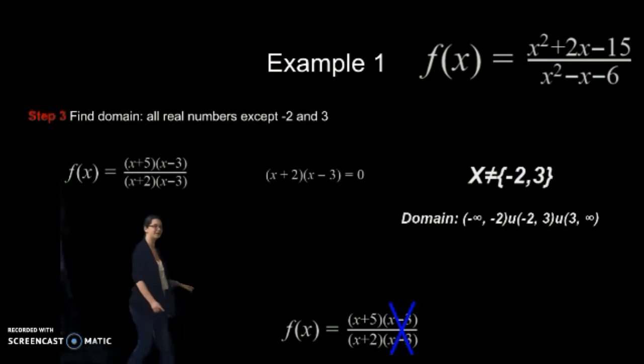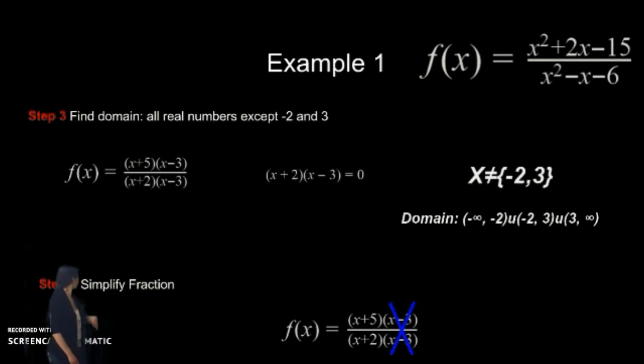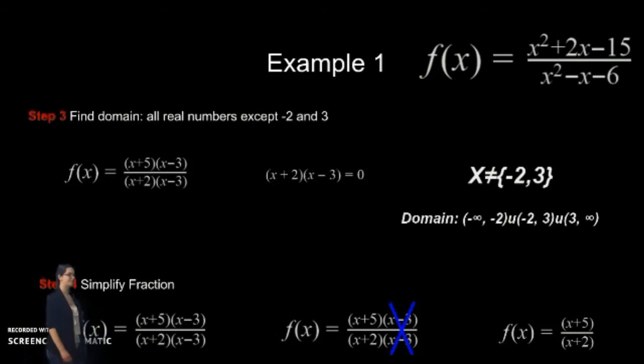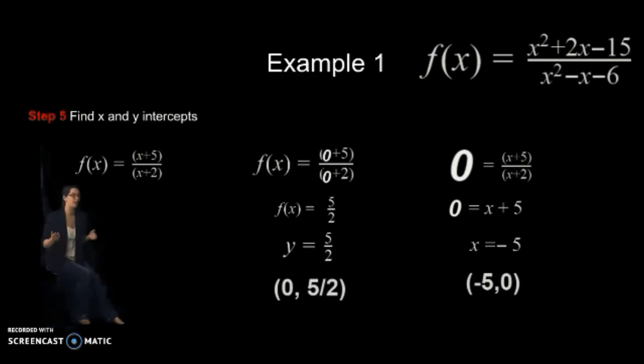Now, let's go back to our function. As you can see, x minus 3 is on both the top and the bottom of this function. So you can cancel it out. This is a simplified fraction. Find the x and y intercepts.